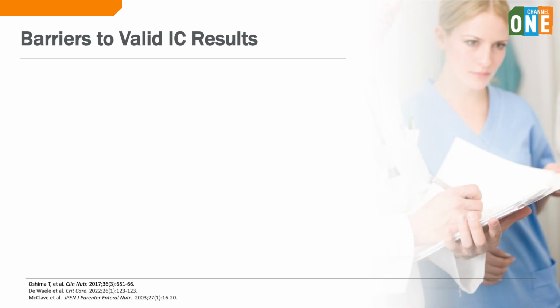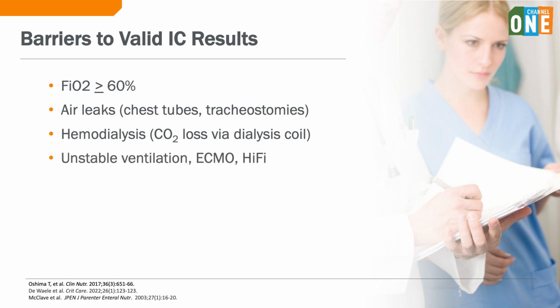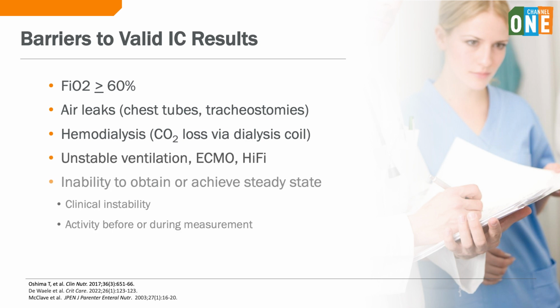These are some factors that may impede valid IC results. Inspired air is calculated using the Haldane transformation, and as FiO2 increases, large errors are introduced into the calculation of VO2. So IC will be inaccurate when FiO2 is set to 60% or higher in ventilated patients. Consider air leaks of any kind in the body or ventilation tubing and clinical instability, which will likely impede the ability to achieve steady state, invalidating the IC results.